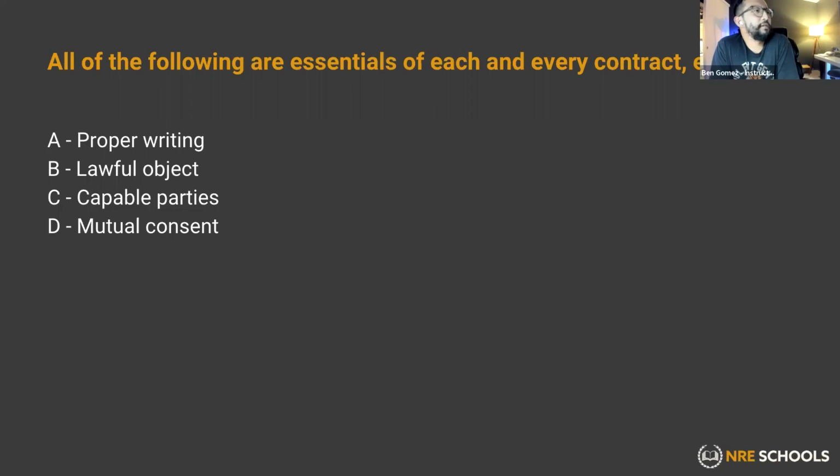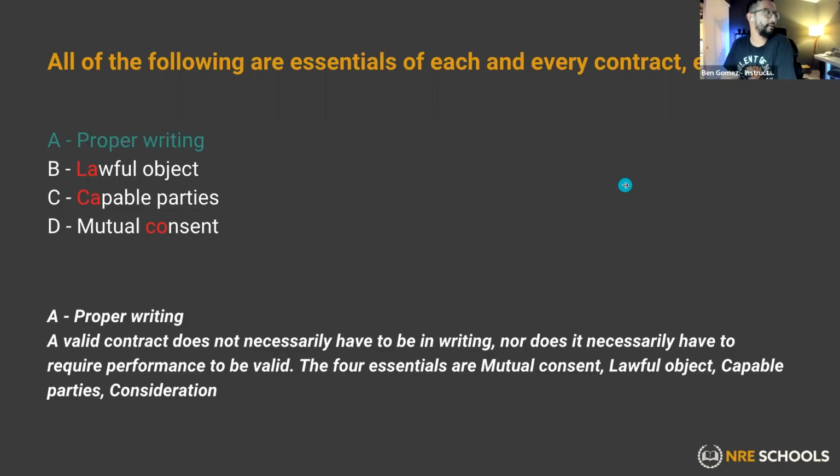All the following are essentials of each and every contract, except... I'm going to give you guys a hint. Think of Coca-Cola real quick. Except A. You are correct. Mutual consent, that's the CO. Capable parties, that's the CA. And the last part, LA. All of the essentials are in each and every contract except proper writing. Must have the four: mutual consent, lawful object, capable parties, and consideration. Coca-Cola, do remember that.